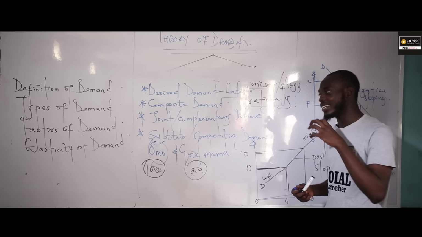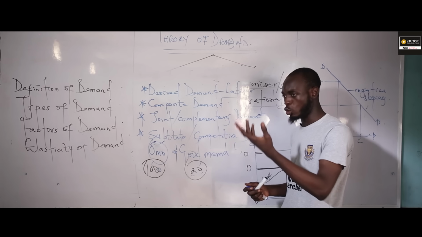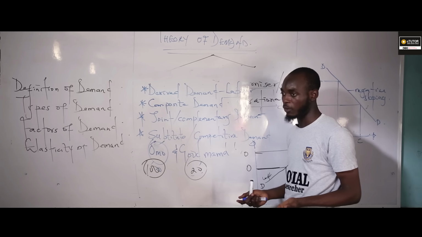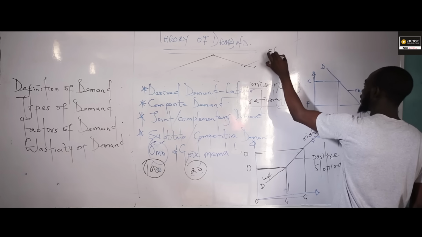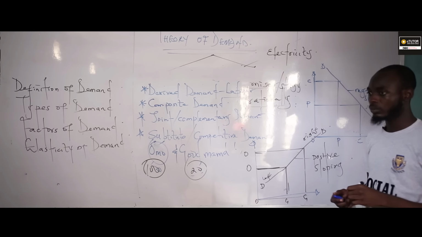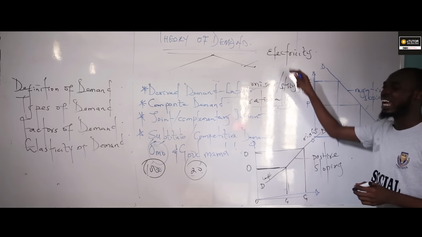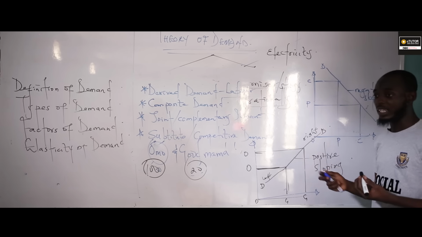Composite demand is a type of demand in which we benefit from more than one commodity from it. Do you understand? For example, electricity is a composite demand, or its usefulness is more than one. Electricity is an example of composite demand.